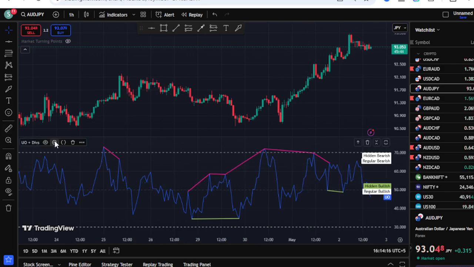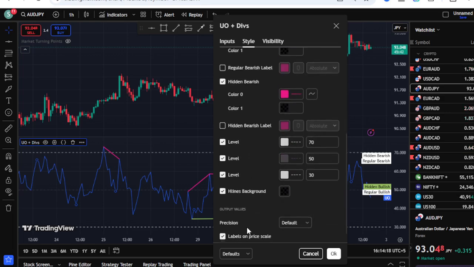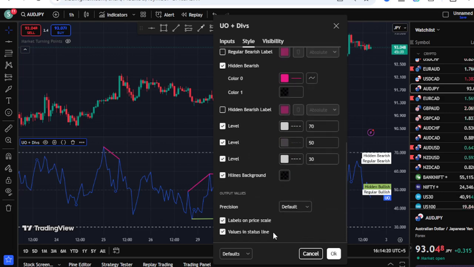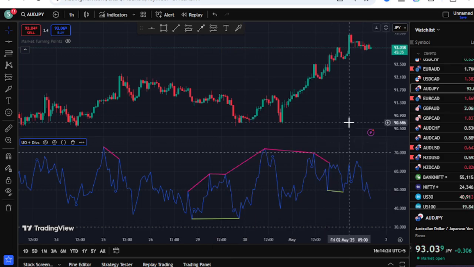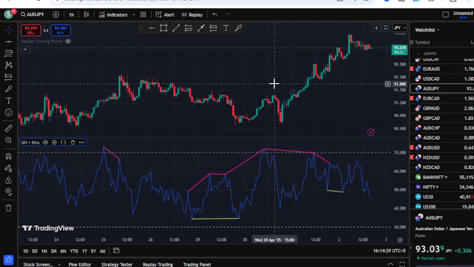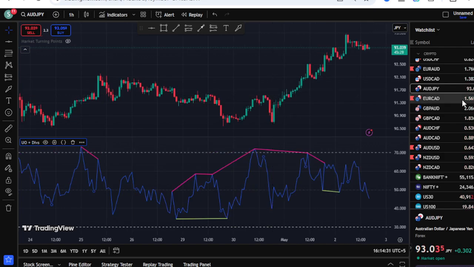First of all, go to the settings, and all we just need to do is uncheck the labels, because we will not play with the settings. If you follow my videos, then you will know the settings are in your mind, not on the indicator. And that is why I do not focus on the settings part in my videos most of the time.